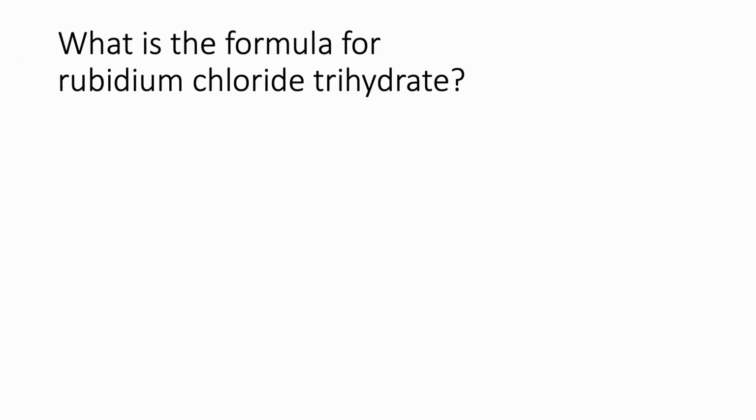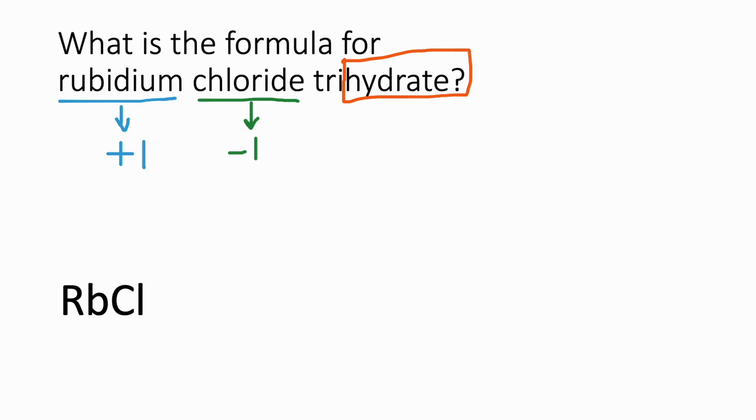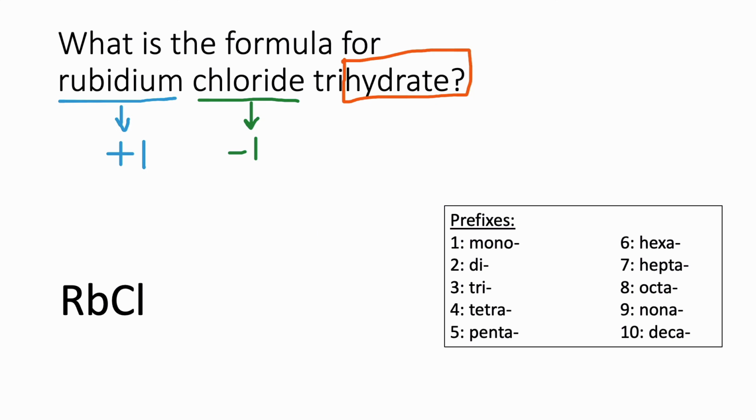So you can also go from this written name to a formula, right? If I asked you for rubidium chloride trihydrate, we just dissect the name. Rubidium has a +1 charge. Chloride, that comes from chlorine. We know that has a -1 charge. Both of these, I got these charges based on their location in the periodic table. So that's going to give us RbCl. And then we have the hydrate. We know that's going to give us the H2O. And then we're going to look at the prefix, right? Here's the prefix table. So we've got tri, which is 3. And so we're going to write RbCl·3H2O.